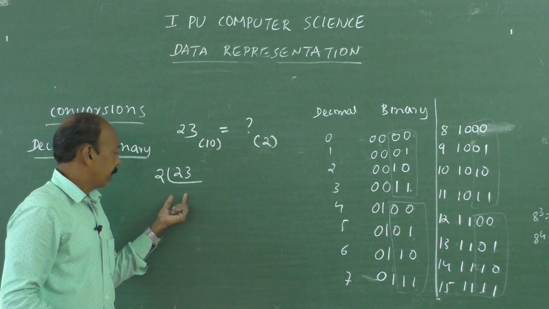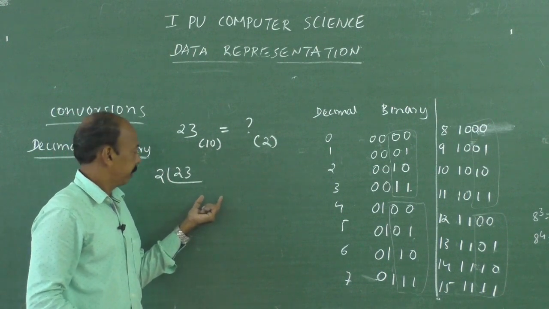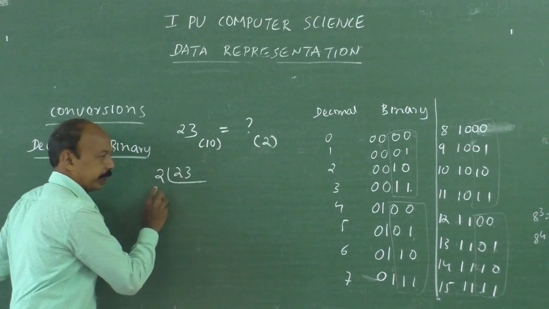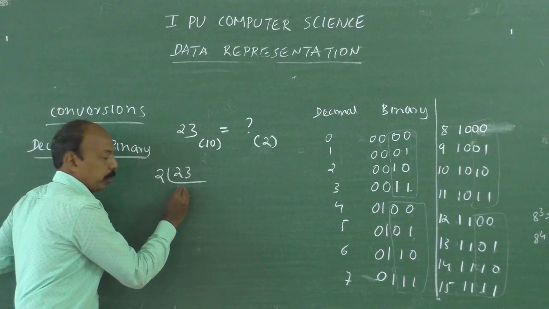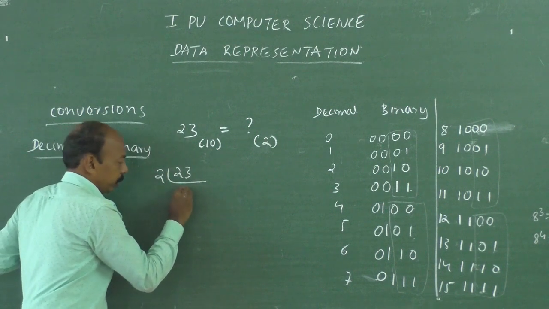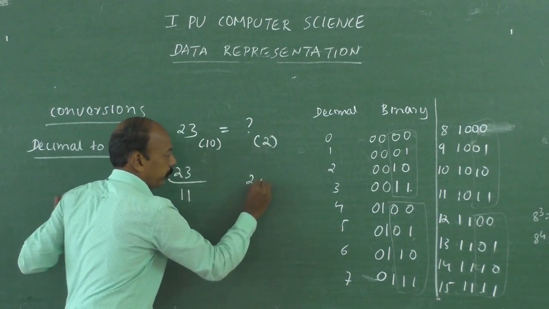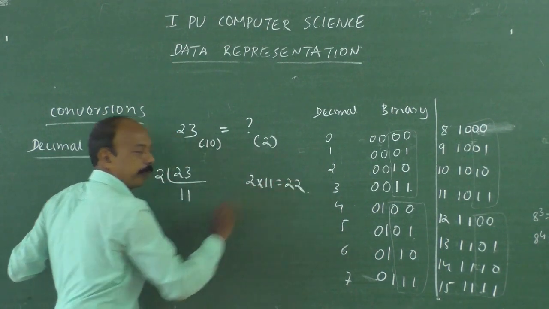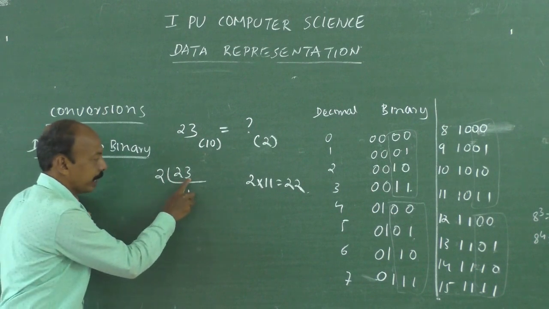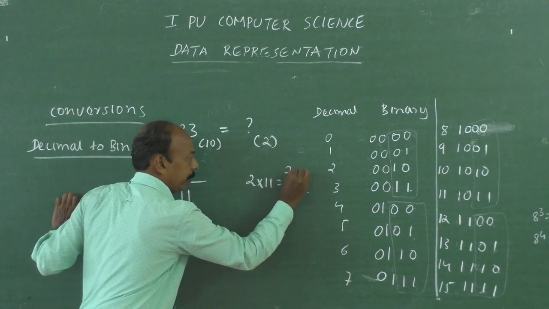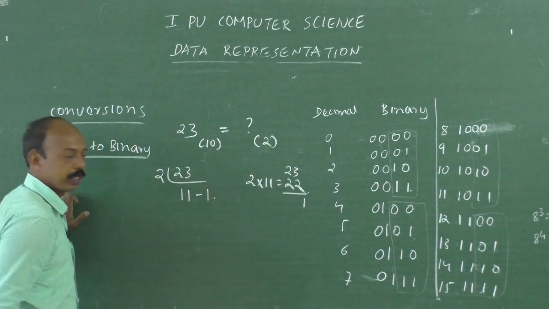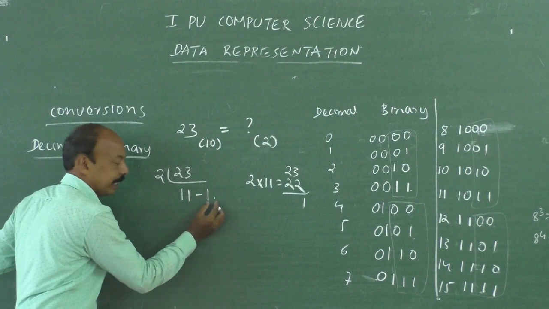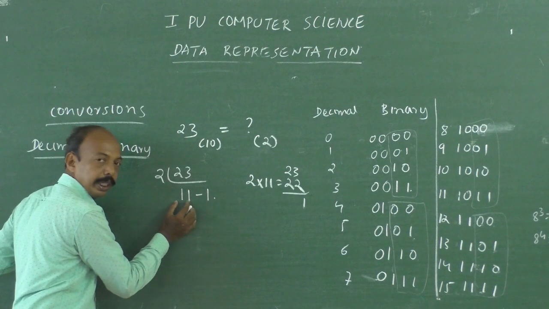First you write the quotient. 23, how many times? 2 11s are 22, right? So 2 into 11 is 22. Right? What we have here is 23. So 23 minus 22 is 1. So write that. So what is this? This is quotient and this is the remainder. Write in the format of the quotient and remainder.